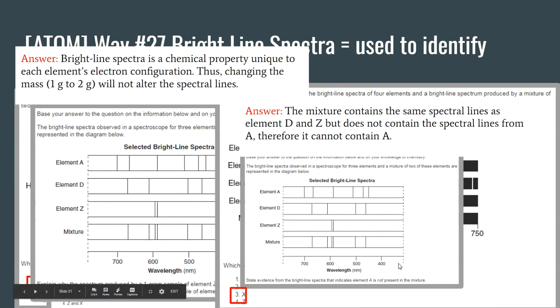Remember, spectral lines are used to identify a specific element within a mixture, and every element has unique spectral lines produced from that element. Therefore, to determine what's in the mixture, all you have to do is match up the lines from the mixture to the reference points. If you can do that, these problems will become incredibly simple.